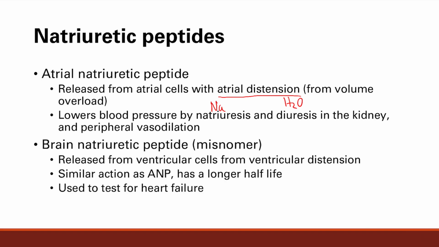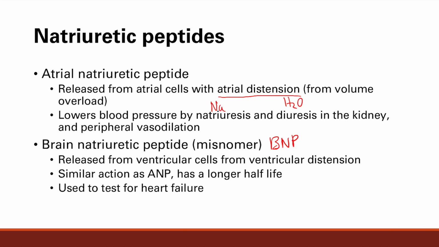The next one is brain natriuretic peptide, which happens to be a misnomer. It's not from the brain. It's made from the ventricular cells, and in short, it's BNP. Again, same idea. It's pretty much the same as atrial natriuretic peptide, except it's released from the ventricles. It's released due to distension, which is volume overload. Similar action, which is what? Remember, this action was natriuresis and diuresis, as well as peripheral vasodilation.